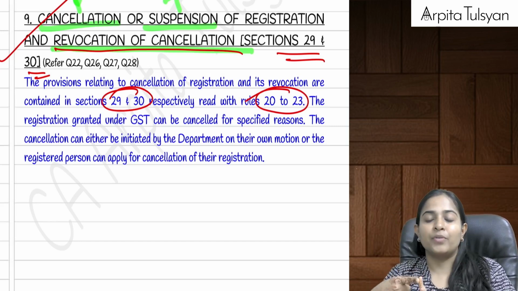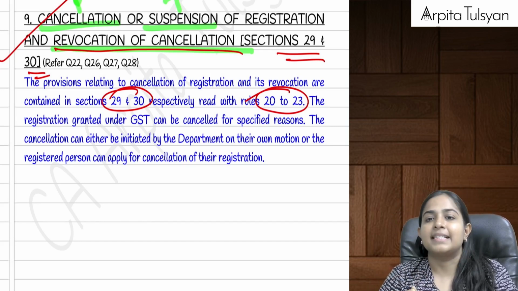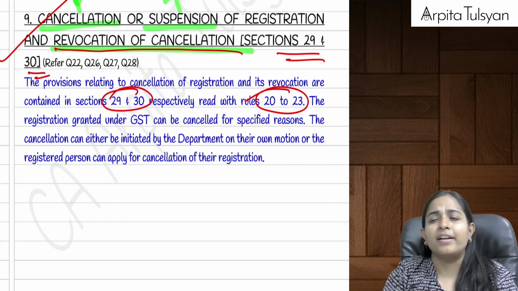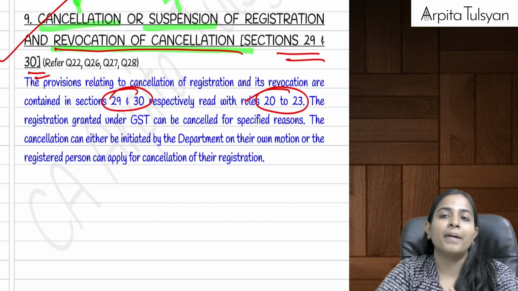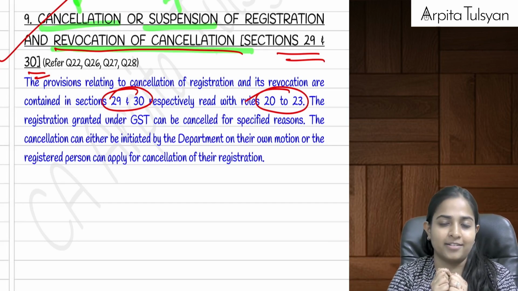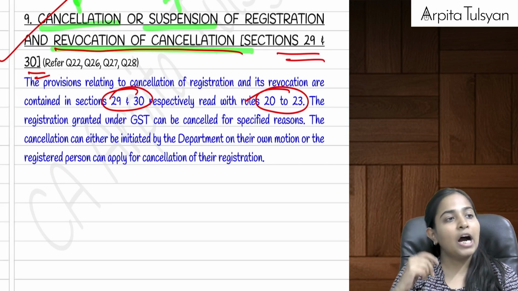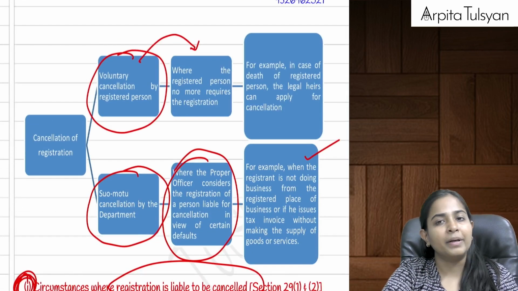Okay, and the last one is revocation of cancellation, means the department has cancelled your registration, but now you go and request that, sir, please revoke my cancellation of registration. Okay, so all these things we are going to study from section number 29 to section number 30, along with rules, rule number 20 to rule number 23.